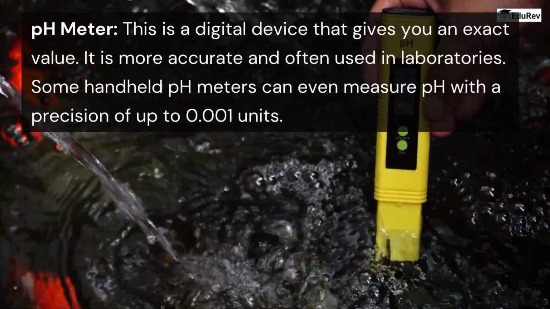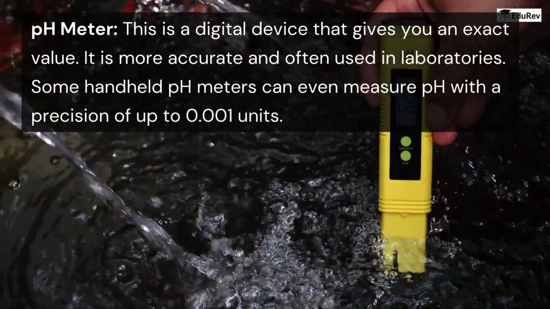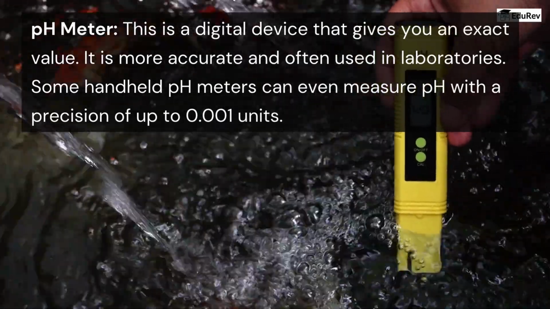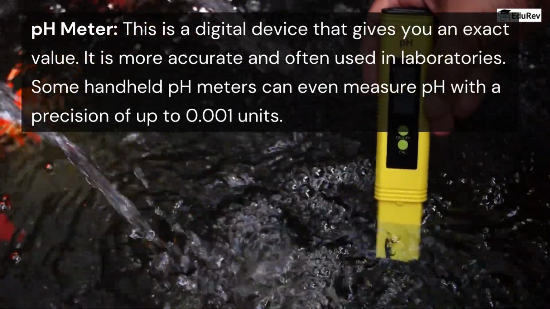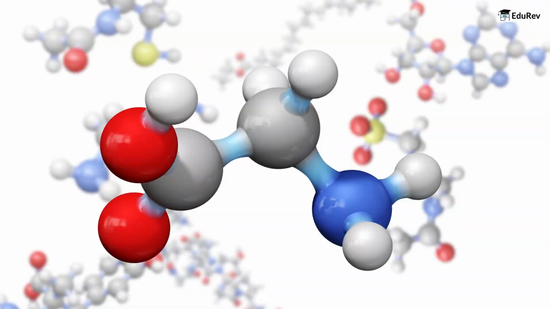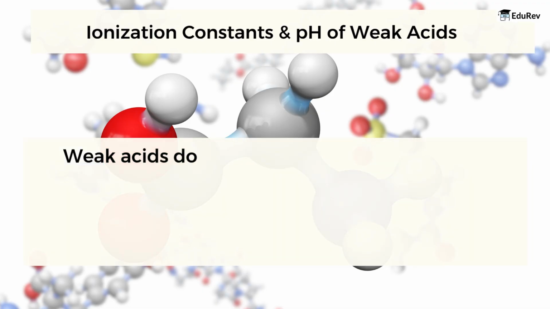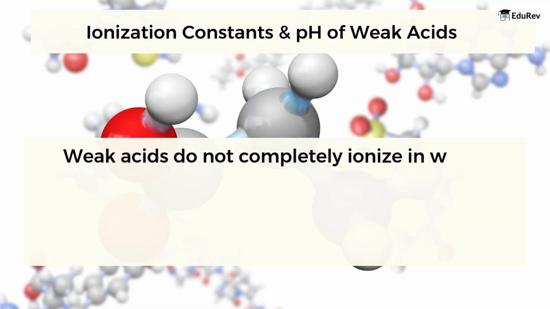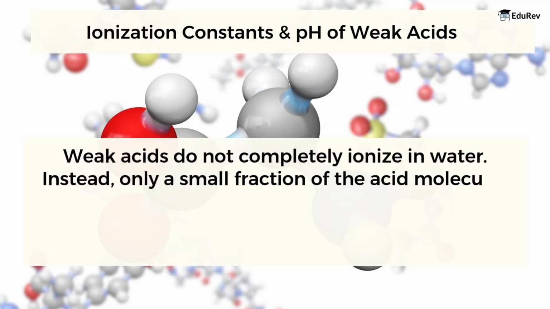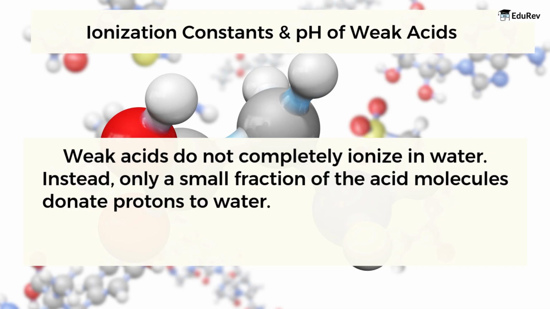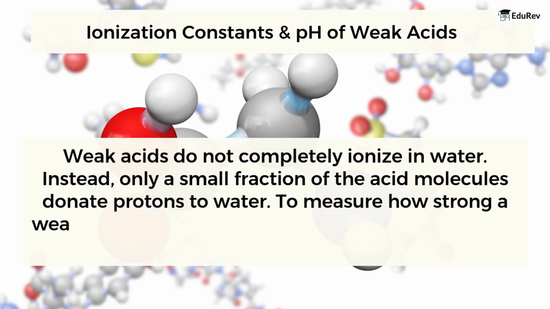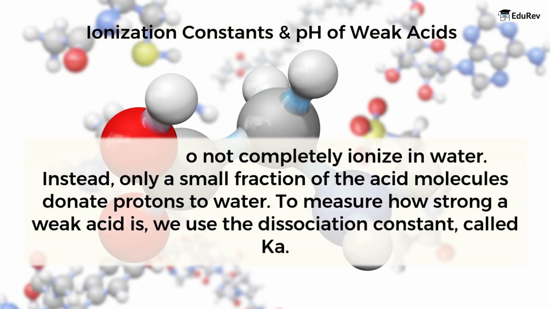Knowing the pH is important not just in labs, but also in areas like agriculture, food processing, water treatment, and even skincare. Let's now dive into ionization constant and pH of weak acids. Weak acids do not completely ionize in water. Instead, only a small fraction of the acid molecules donate protons to water. To measure how strong a weak acid is, we use the dissociation constant, called Ka.